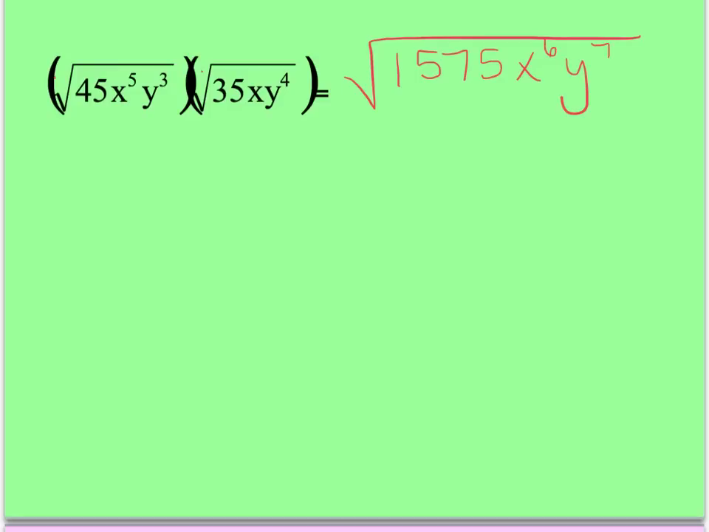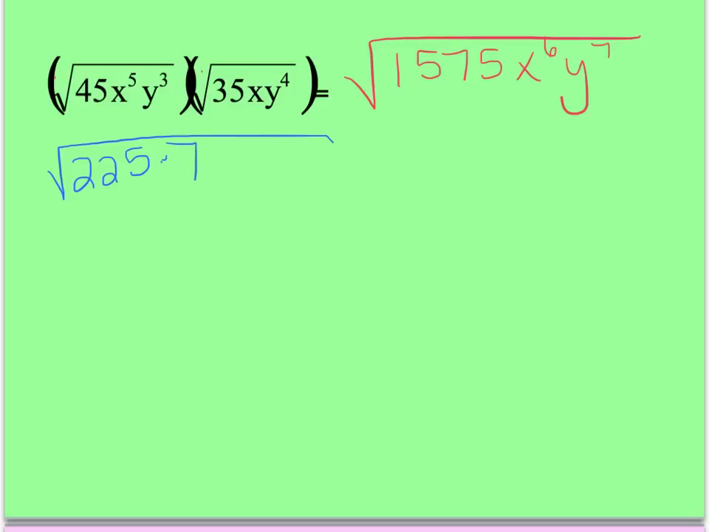Now what I want to do here is simplify that radical as much as possible. So I'm dealing with a square root here, so I'm thinking of things that are perfect squares. Well, 1,575 is not a perfect square, but it is divisible by one. You may immediately think it's divisible by 25, and you're right, it is. However, we want to choose the largest one that will go into it. And if you keep looking in your list, you would find that 225 will also go into 1,575. 225 times 7.